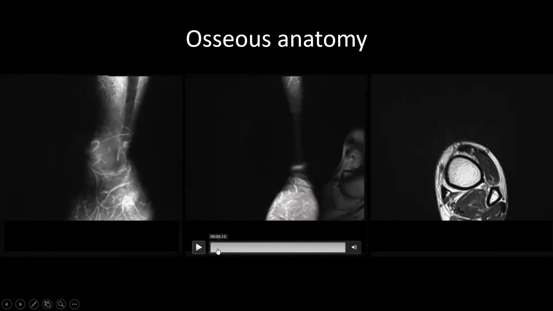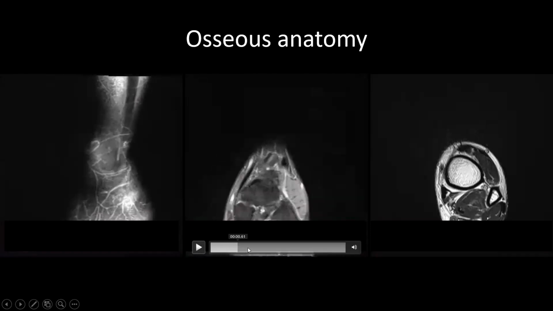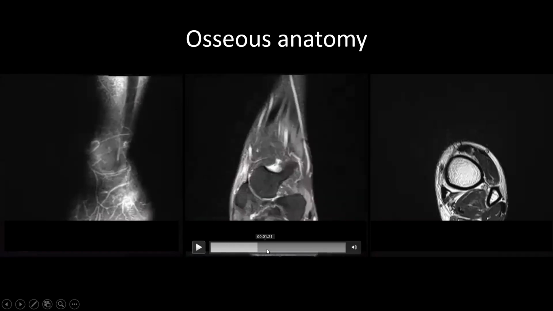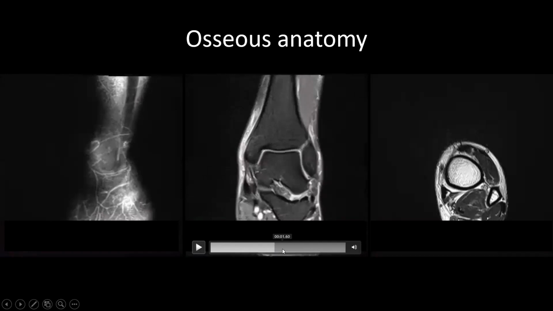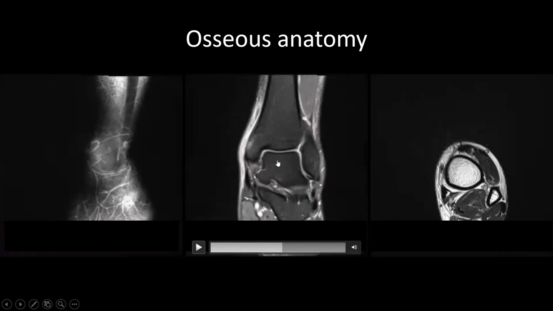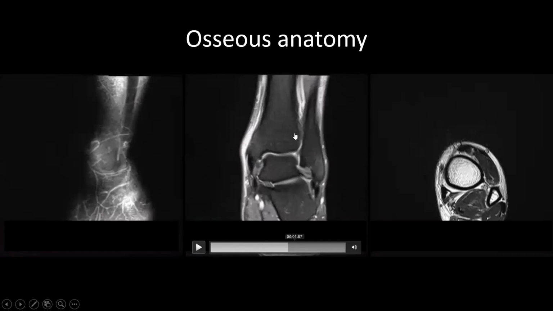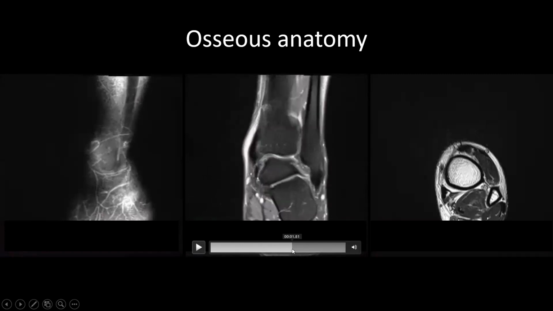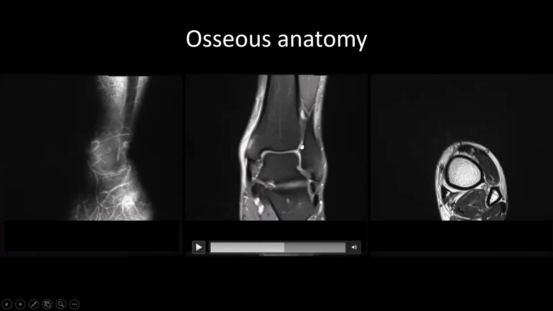This is the coronal view where we are seeing the same osseous anatomy, the lower end of the tibia articulating with the talus, and the lower end of the tibia and fibula both, and the syndesmosis.